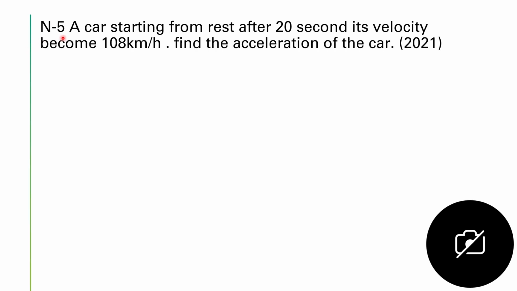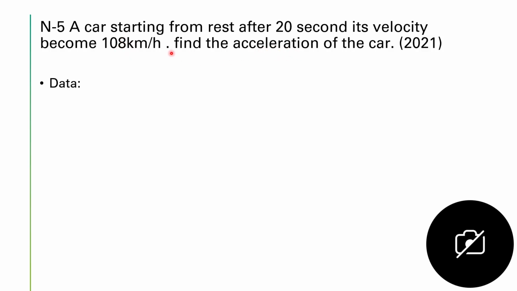Now we are going to move to numerical number 5, from 2021. A car is starting from rest. From rest means this is the hint that initial velocity Vi is 0. After 20 seconds, t is 20 seconds, its velocity becomes 108 km per hour. This is the final velocity. Find the acceleration. Acceleration is required.